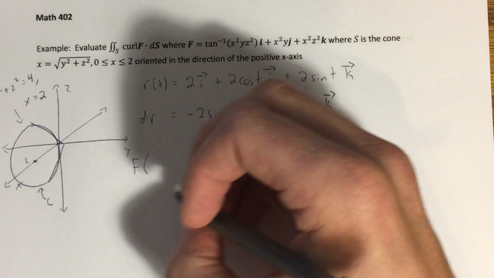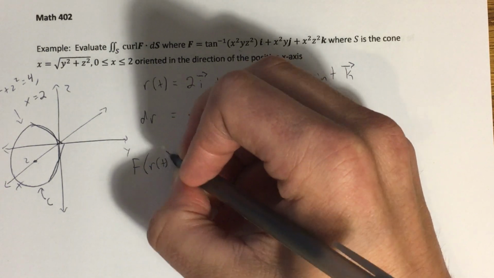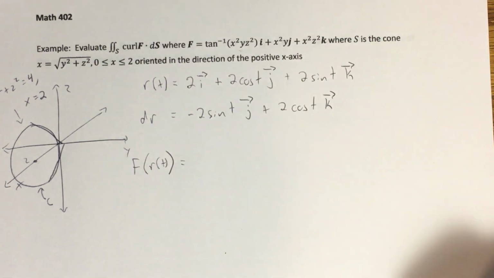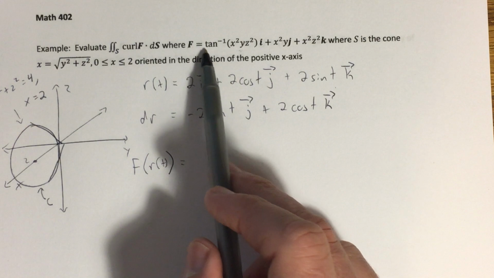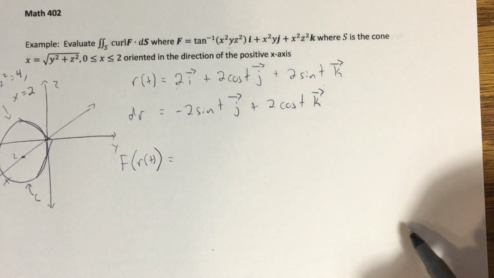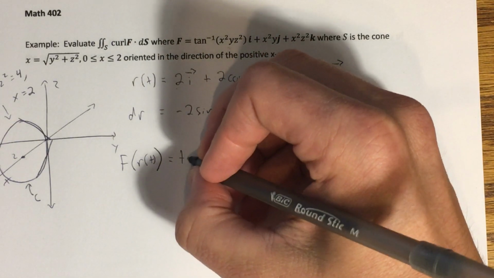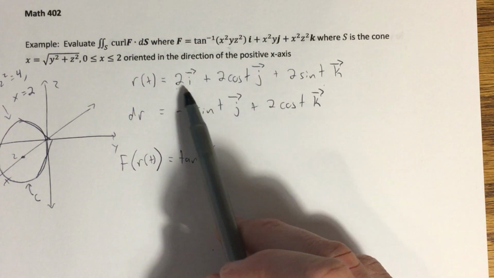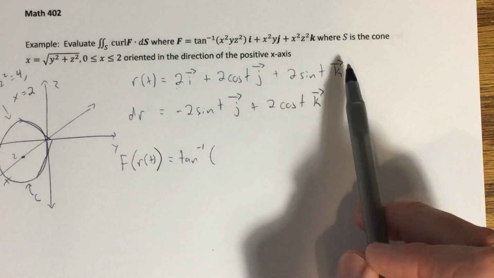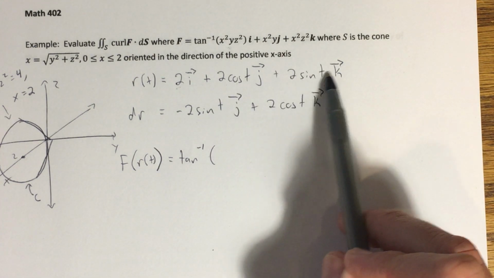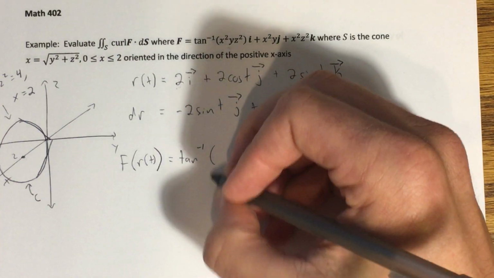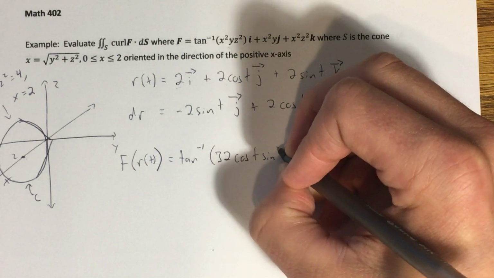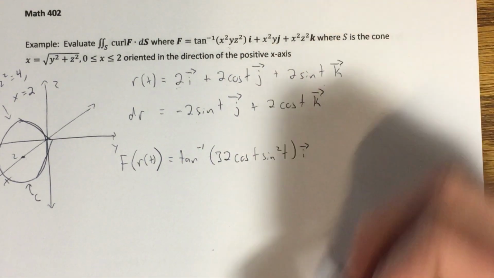All right, now in order to do f dot dr, remember by f, what we really mean in that line integral is f of r of t. So I need to substitute this parametrization into my vector field f. If I do that, you can verify this. Inverse tangent of x squared y z squared, that's 2 squared times 2 cosine of t times quantity 2 sine of t squared. All of that, after doing some simplification, comes out to 32 cosine of t sine squared of t. That's my i component there.